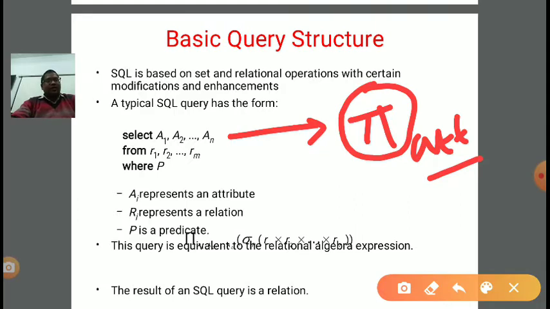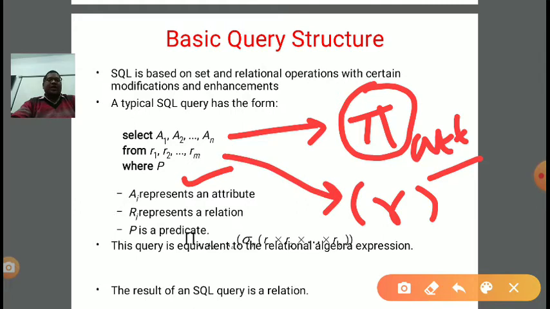In place of from we need to write in brackets the name of the relation, right? And in place of where we are writing what? The sigma operation. Sigma stands for the select operation, and in sigma we write a predicate as the subscript, the predicate condition. So the select operation in SQL is equivalent to the pi operation in relational algebra. The from clause in SQL is equivalent to the relation name in brackets in relational algebra, and the where clause with predicate P is equivalent to the sigma operation with P in relational algebra.